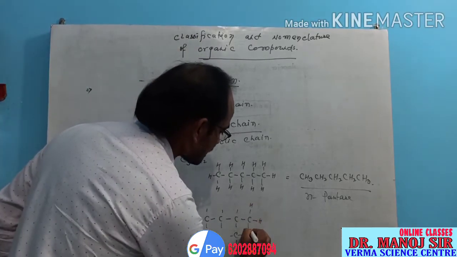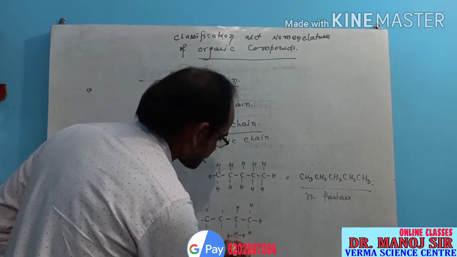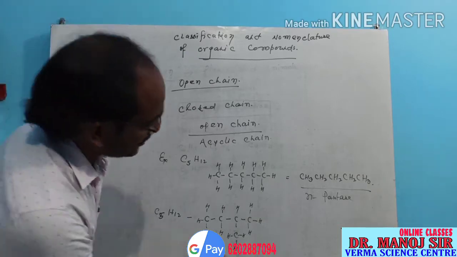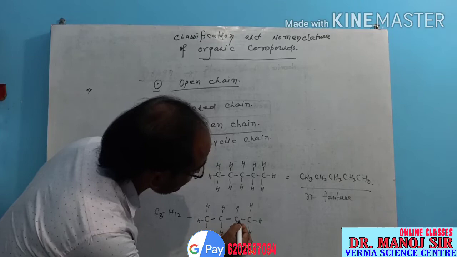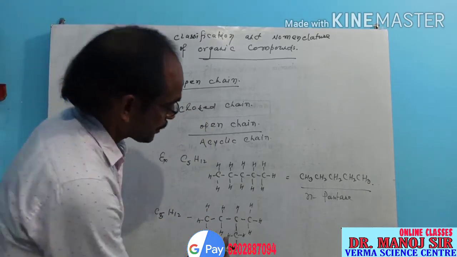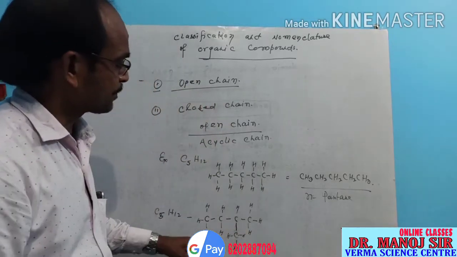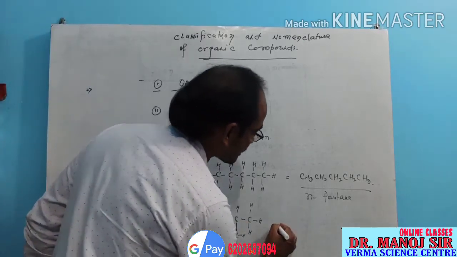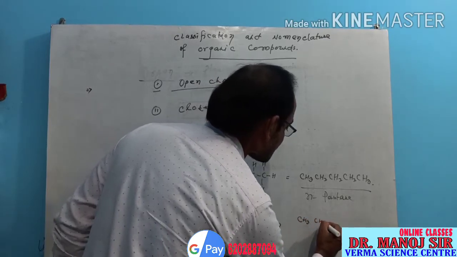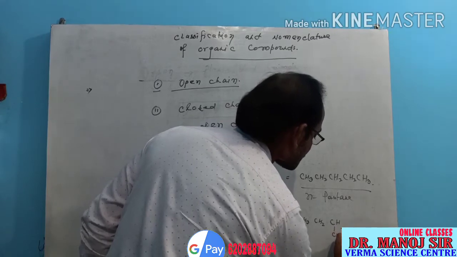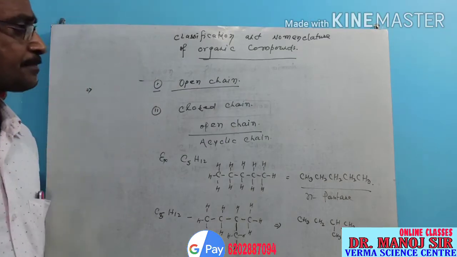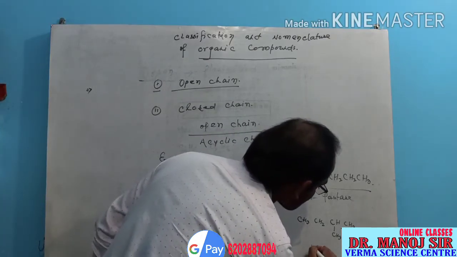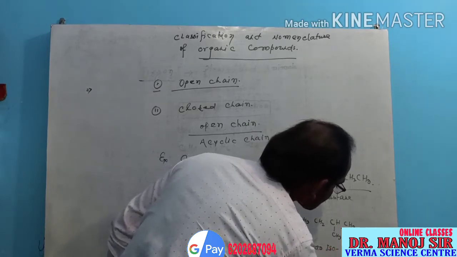The second carbon of this chain produces an iso, one carbon atom co-linked with the second number of carbon in this series. It can be represented as CH3, CH2, CH, CH3, CH3. It is isopentane.